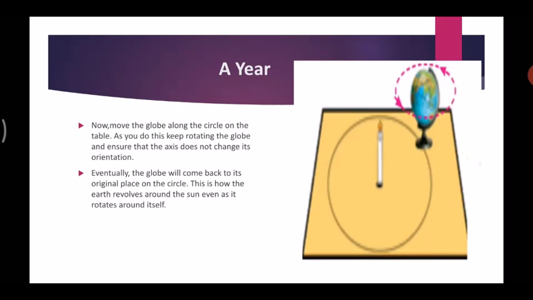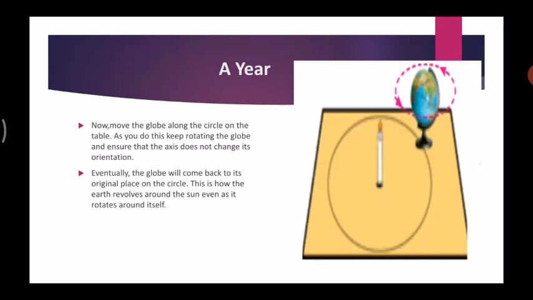And while you're moving it along the circle, see that it is also rotating around its axis, as you can see in the picture. What will happen is that the globe will come back to its original place on the circle. That is, it will come back from where it started. This is how the earth revolves around the sun, even as it rotates around itself.